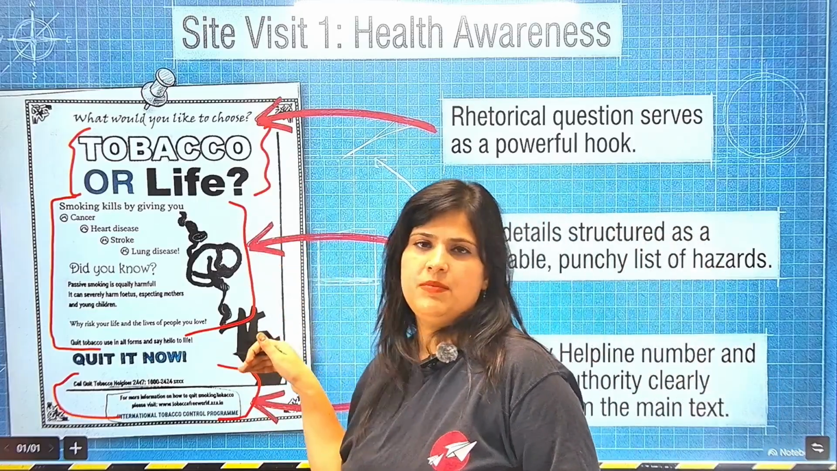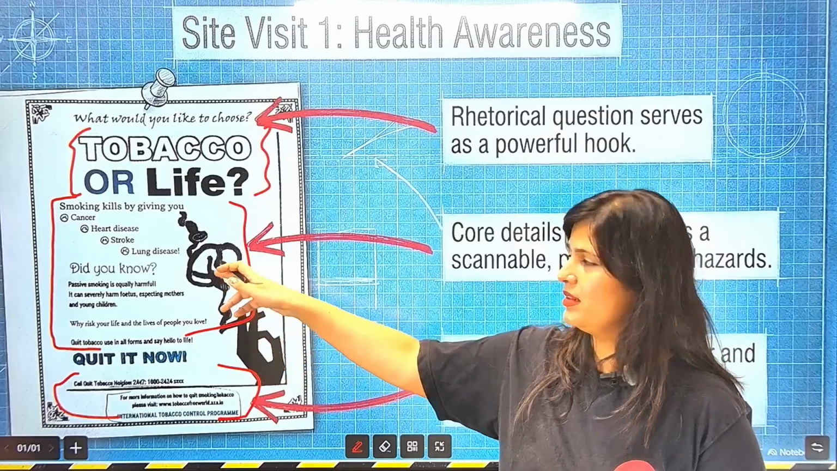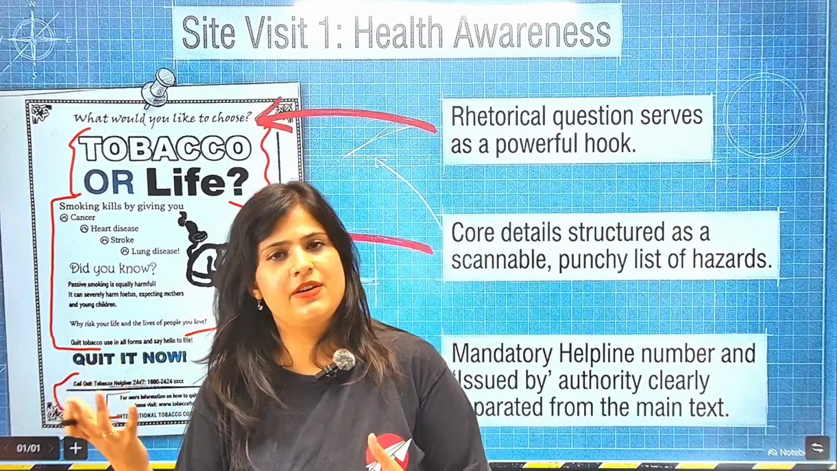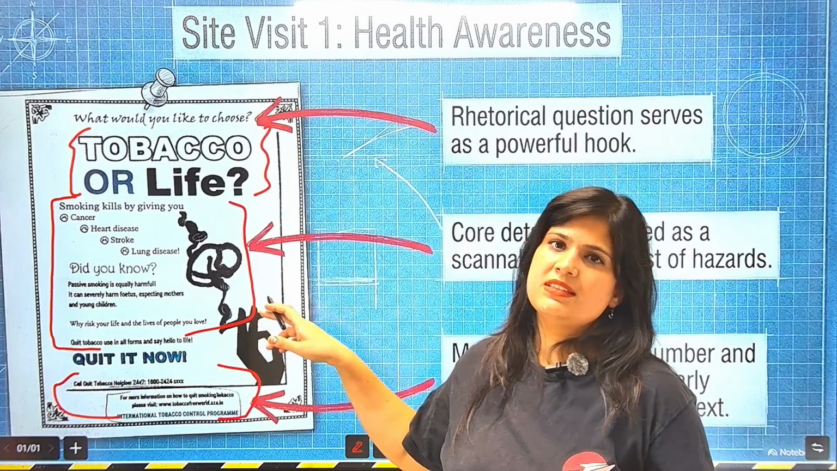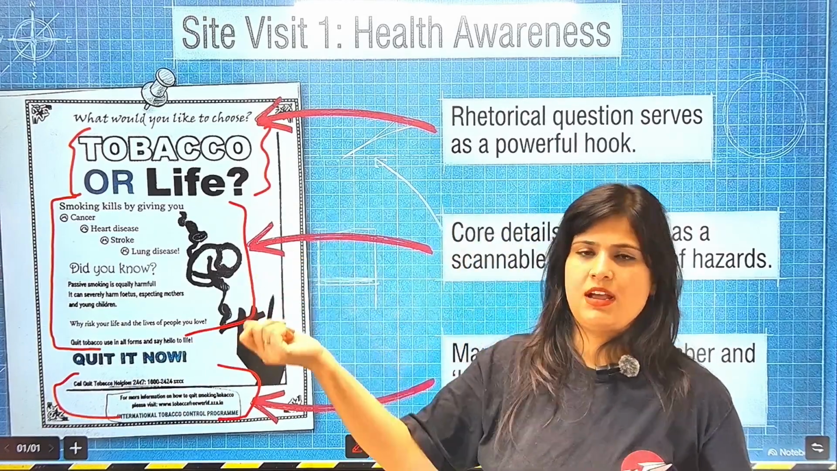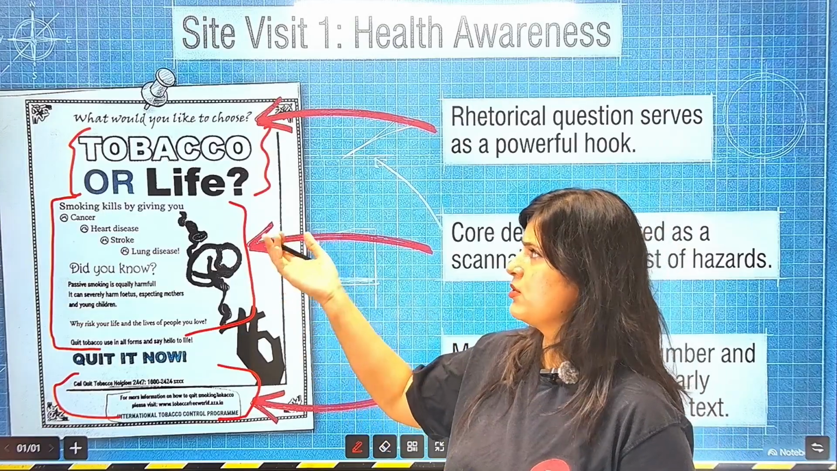Look at the visual element. If you talk about the visual elements here, only the cigarette puff is there and the hand holding it. But you could have also drawn just one cigarette and put a cross on it. That could have been your visual element. Very engaging, very innovative. वो भी हो सकता है.